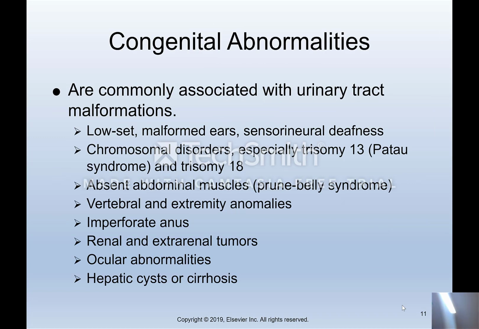Congenital abnormalities. The most commonly associated with urinary tract malformation are low set or malformed ears, sensorineural deafness, chromosome disorders such as urinary abnormalities associated with trisomy 13, Patau syndrome, and trisomy 18. Absent abdominal muscles, vertebral and extremity abnormalities, imperforate anus, renal and extrarenal tumors, ocular abnormalities, and hepatic cysts and cirrhosis.